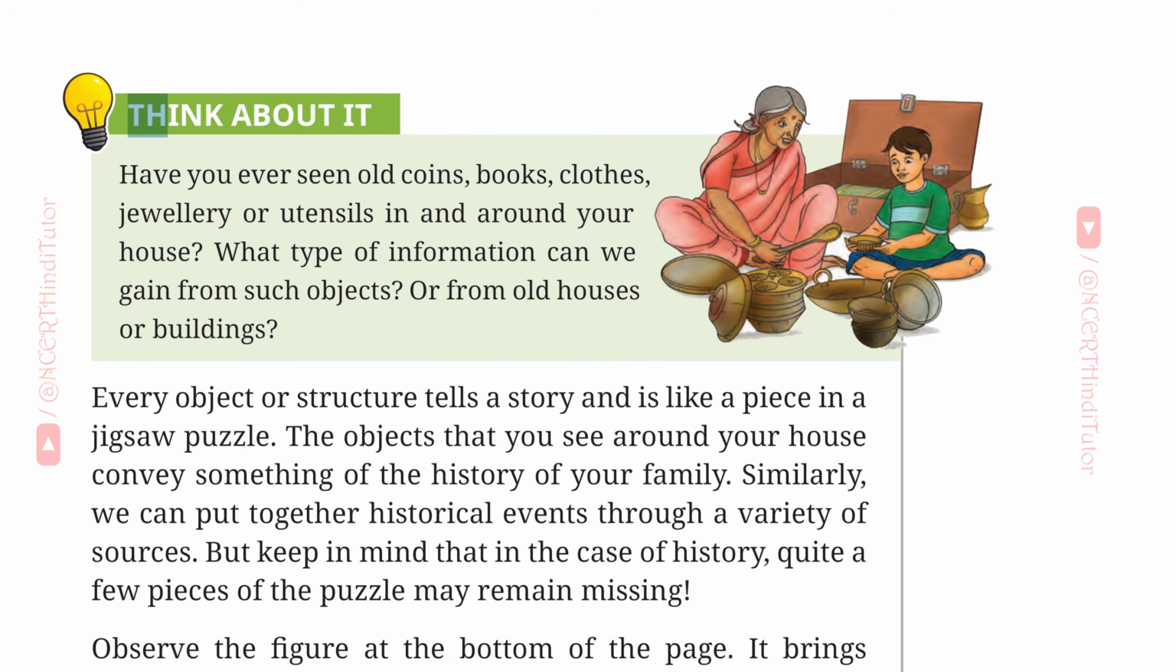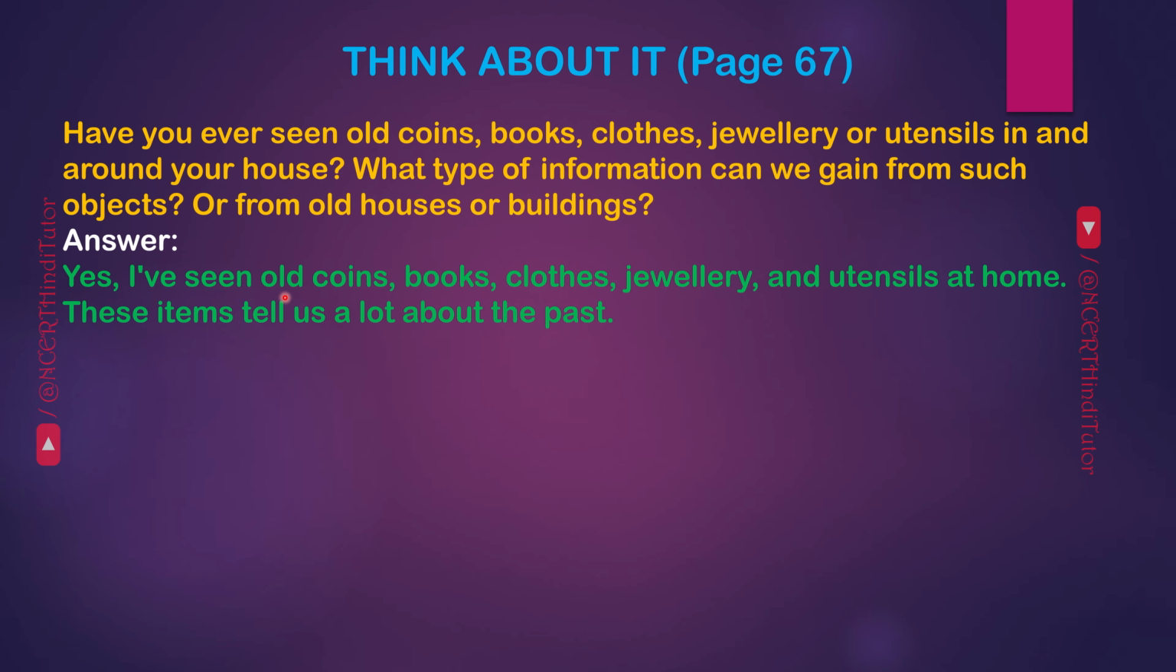Page 67, think about it. Have you ever seen old coins, books, clothes, jewelry, or utensils in and around your house? What type of information can we gain from such objects or from old houses or buildings? Answer: yes, I have seen old coins, books, clothes, jewelry, and utensils at home.